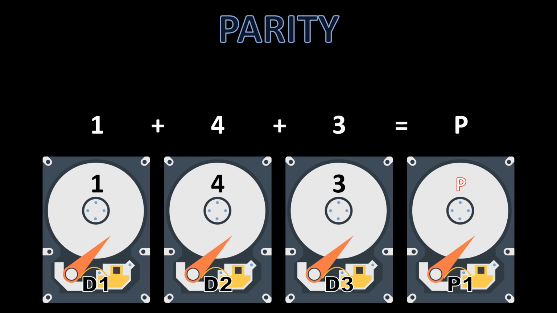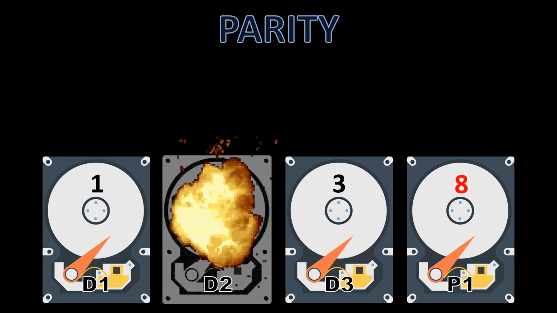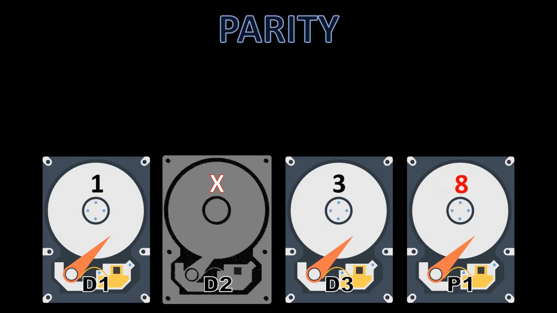We solve for P, and P equals 8. So then we replace the value of P with 8, and that's our parity bit. Now let's say a data disk dies, say disk D2. Poof. How can SnapRAID help recover? Well, back to that algebra equation, it can just solve for the missing piece on disk D2.